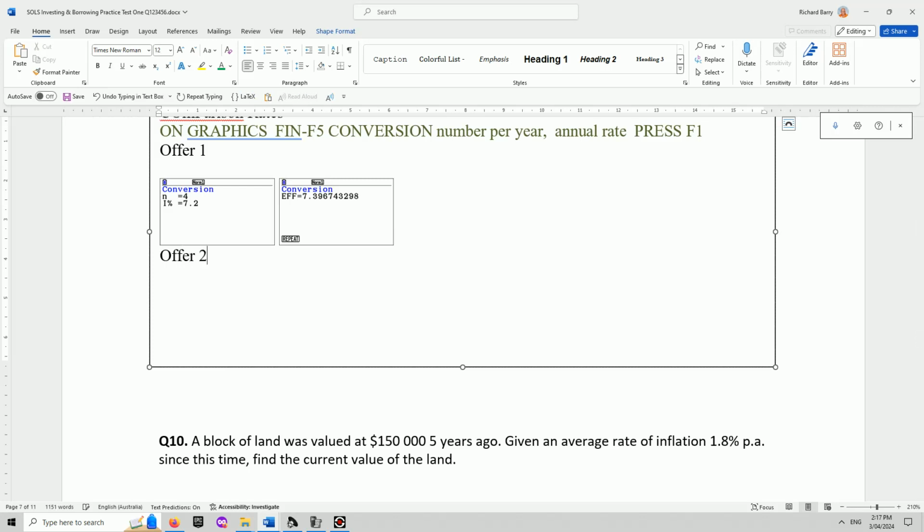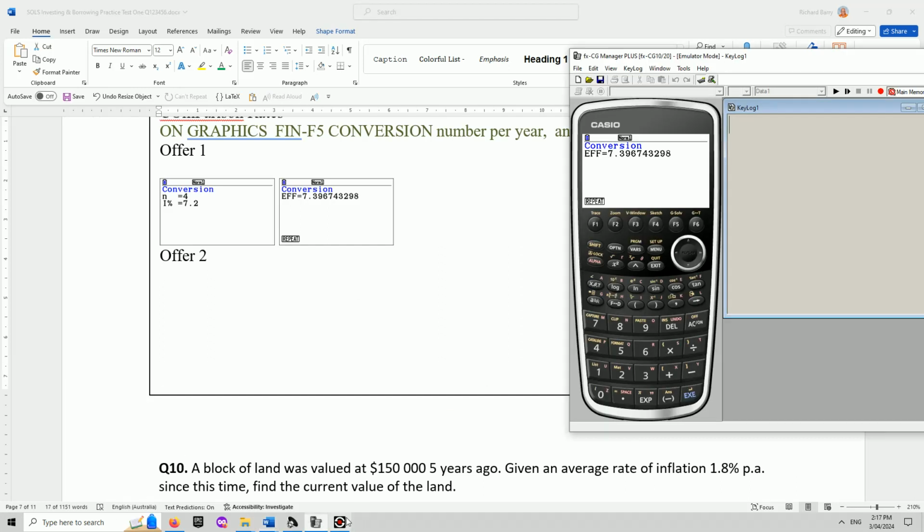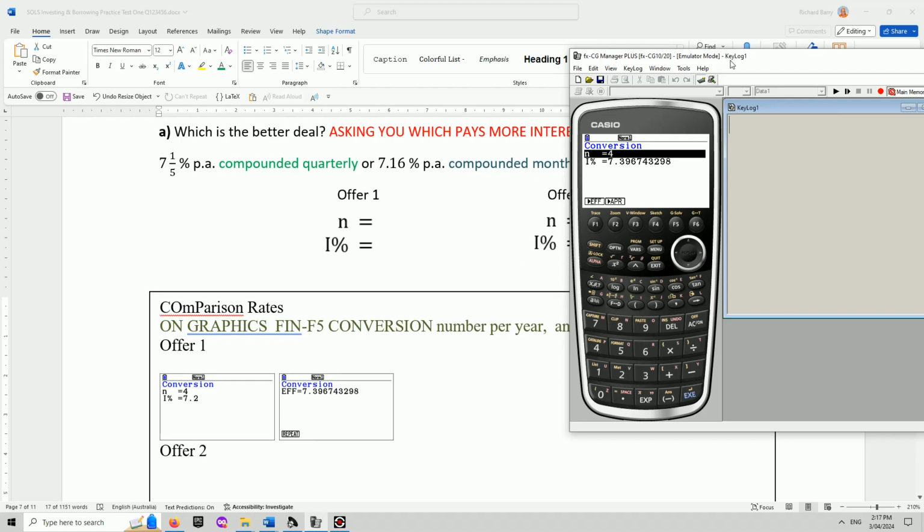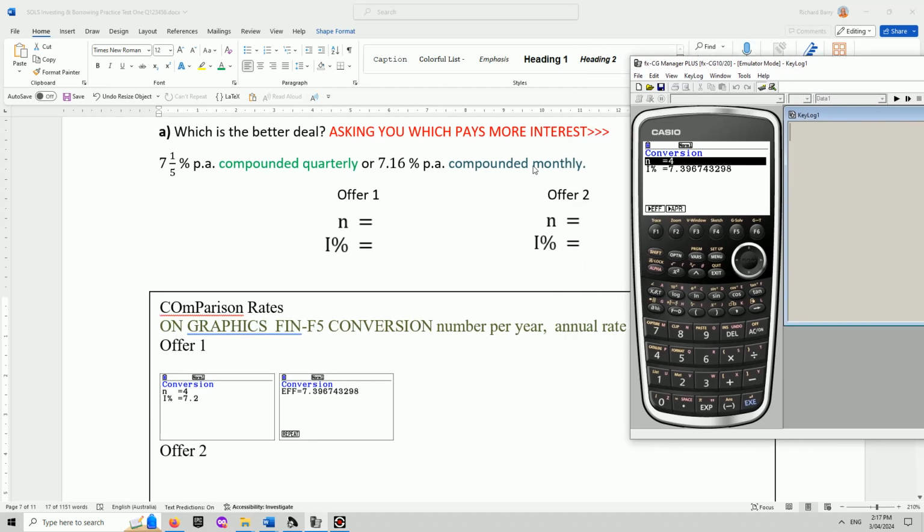Now offer two. How do you go backwards on a calculator? You press exit. Here we are back to the options. Normally we use F2. Today we're using F5. Right, let's have a look at the question. 7.6 monthly, 12, 7.16. So this number's slightly smaller than that number. Enter.